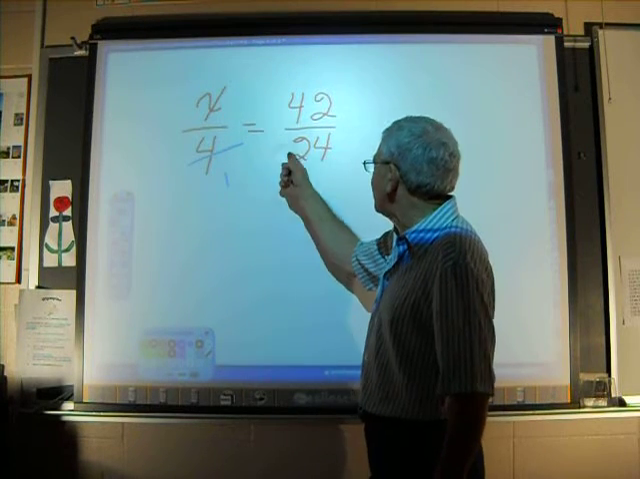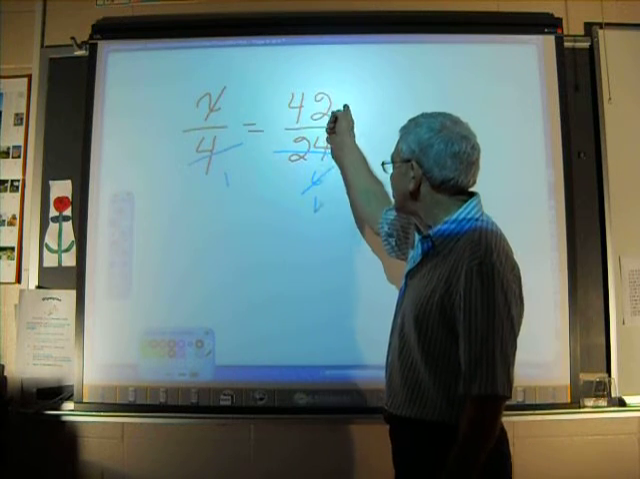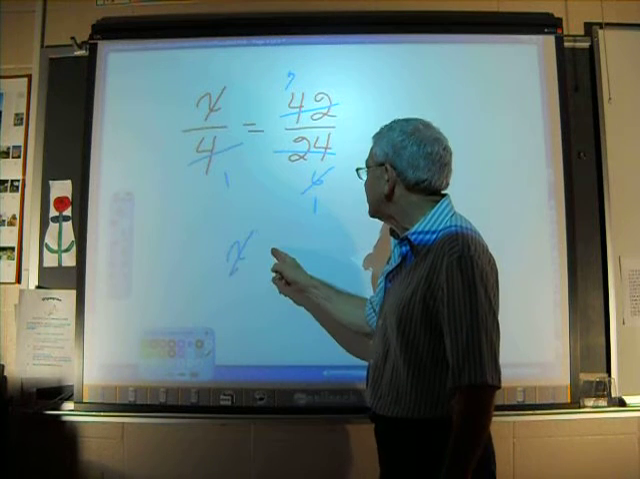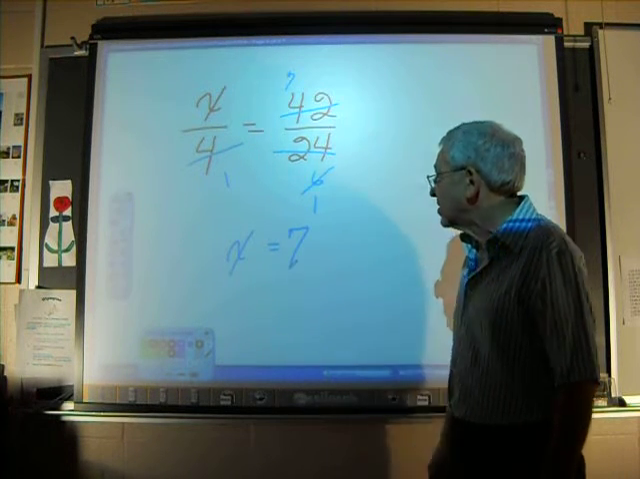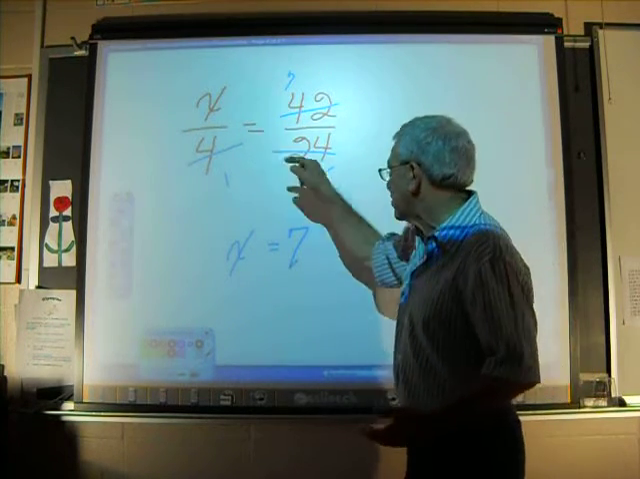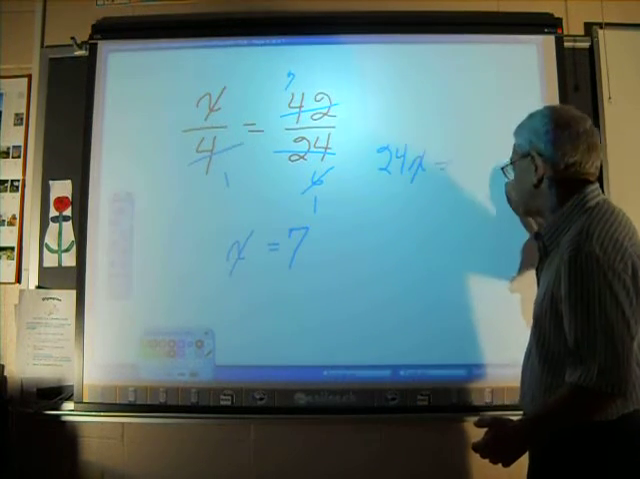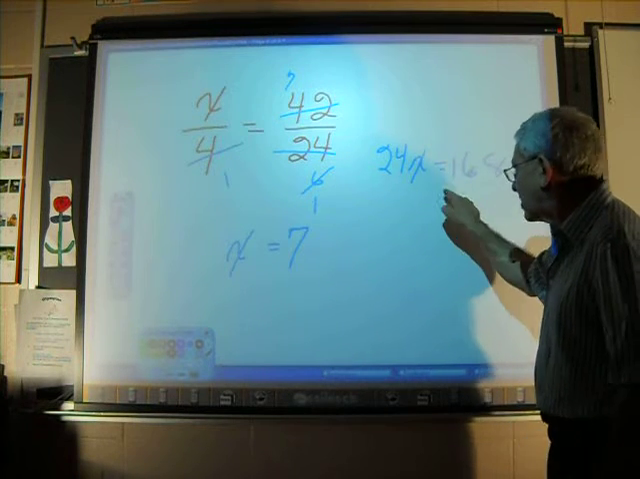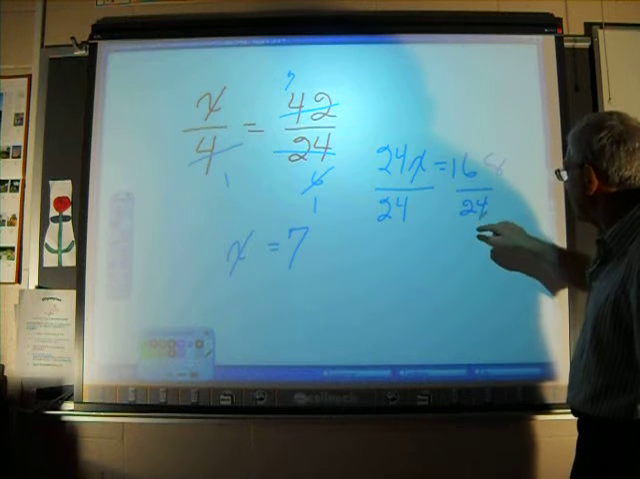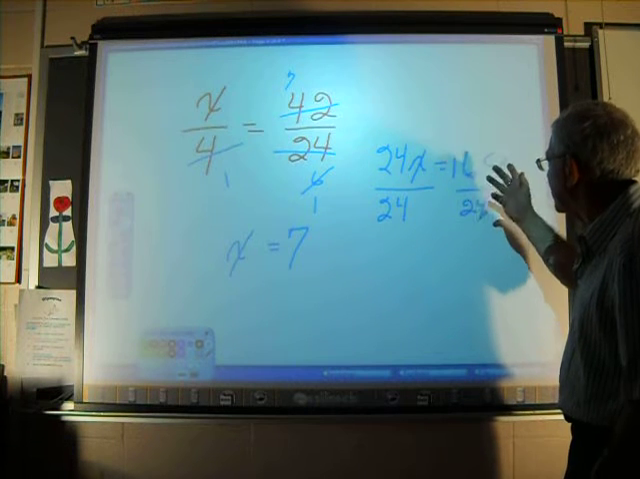4 into 4 is 1, 4 into 24 is 6, 6 into 6 is 1, 6 into 42 is 7. So when I cross multiply, I get x equals 7. Now, you see this would have been a lot more difficult to do if I had gone 24 times x equals 4 times 42. And then I'd have to divide each side by 24. And then if I just happen to know off the top of my head that 24 into 168 is 7, then I'm good to go.